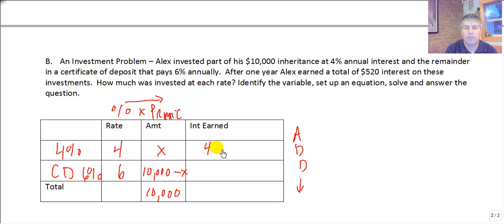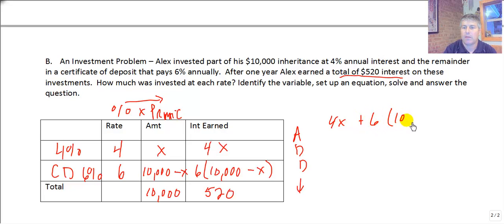So we've got the amount of interest earned. It's 4x. And we have the amount of interest earned on the CD. It's 6 times 10,000 minus x. And we have the total interest earned. That is 520. So we have our equation. The interest on the 4% plus the interest on the 6% will be our total interest. So 4x plus 6 times 10,000 minus x equals 520.